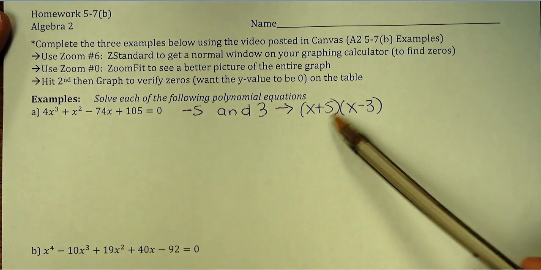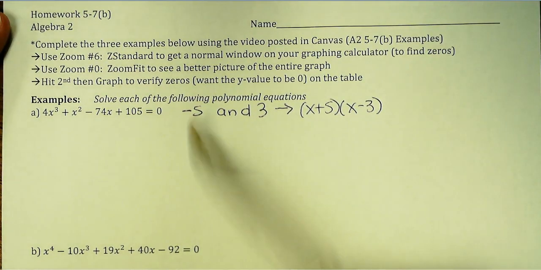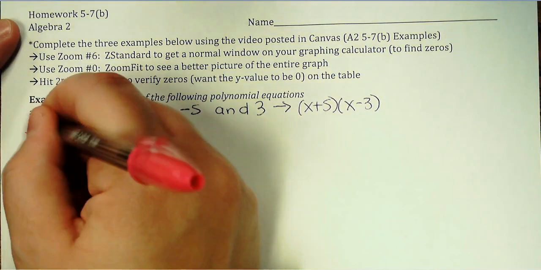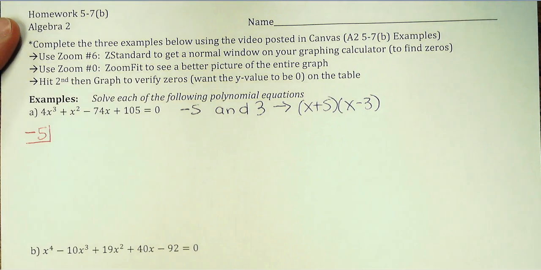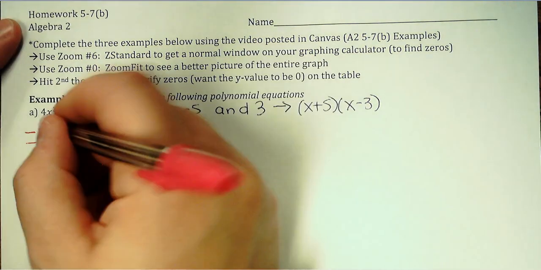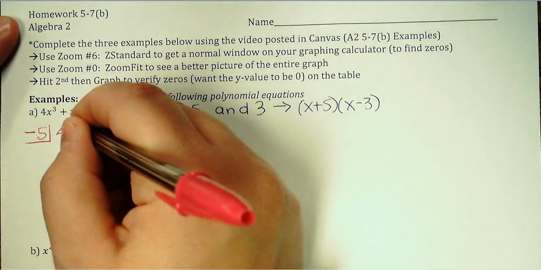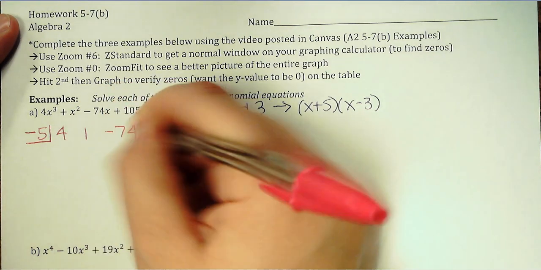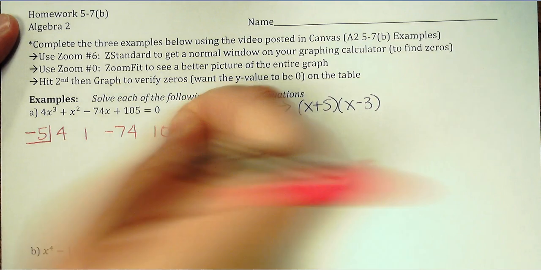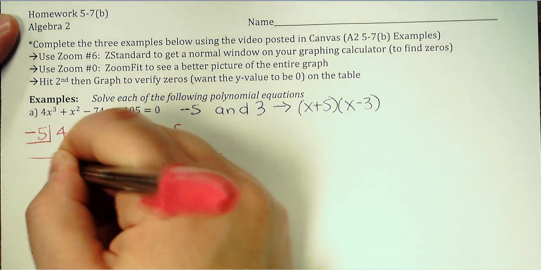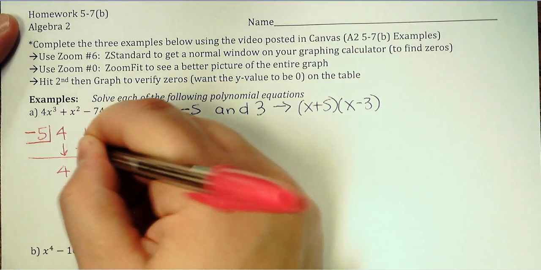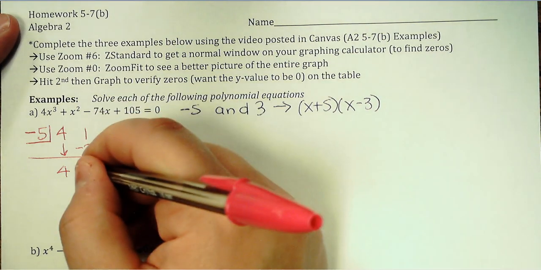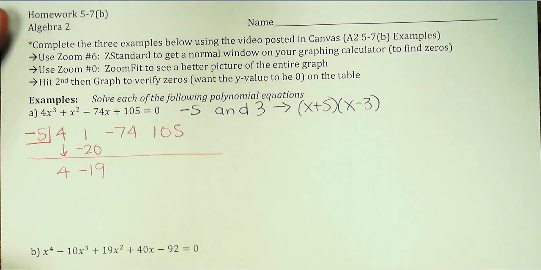So I already know these 2 factors, and it doesn't matter which one you start with. I'm going to start with the -5 just because I wrote that down first, and I'm going to write down my polynomial. So my coefficients: 4x cubed, 1x squared, -74, and the 105. Bring down the 4. -5 times 4 is -20. If I add these together, 1 plus a -20 is -19.